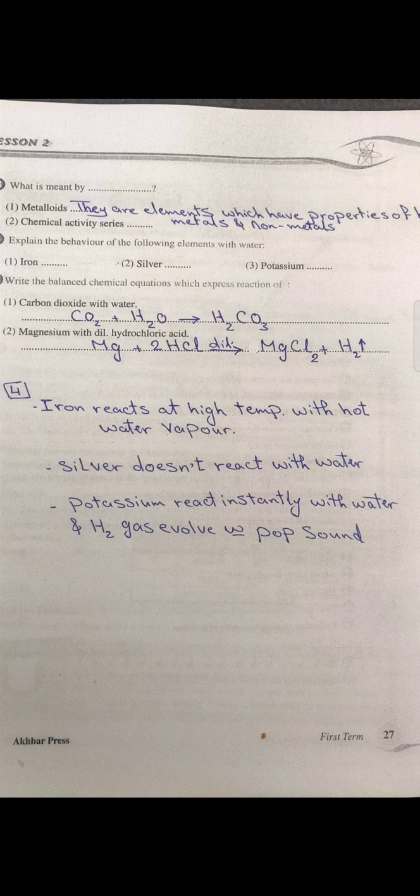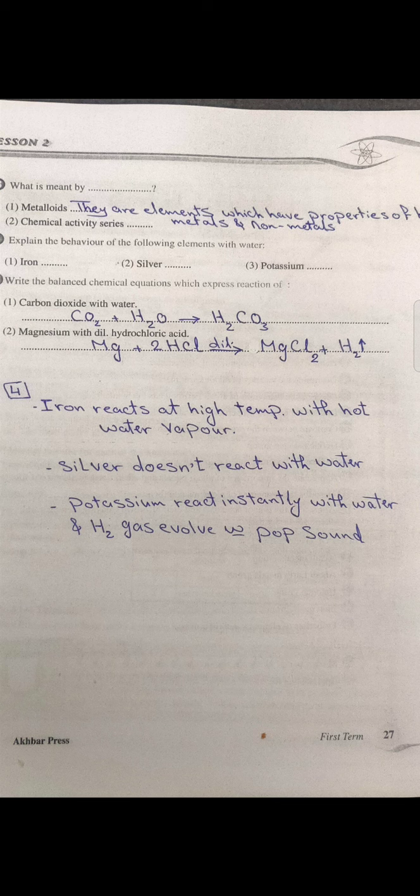Metalloids are elements which have properties of both metals and non-metals. Okay, and examples are silicon and boron, all these are called metalloids. Question number 2, chemical activity series. What's meant by chemical activity series? Chemical activity series is a descending arrangement of the elements according to their chemical activity.